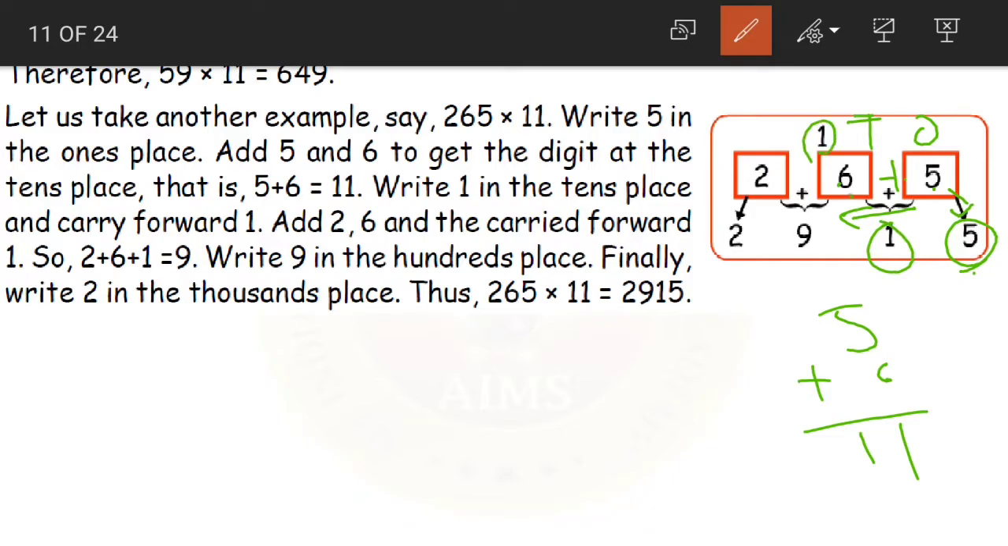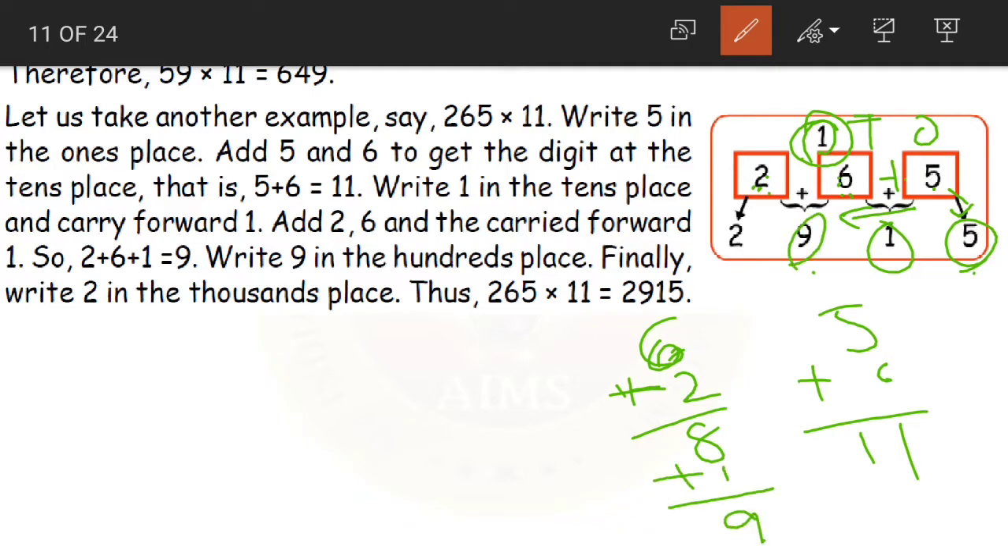Now next, after 6 we also have a digit 2. So we will add them up. 6 plus 2 becomes what children? 8. Now remember here we are carrying 1, right? So 8 plus 1 becomes 9. So 9 is written here, and the last digit here is 2. So 2 is written as it is. There is no carrying, right? Clear?